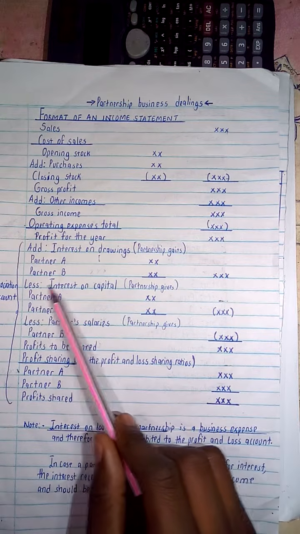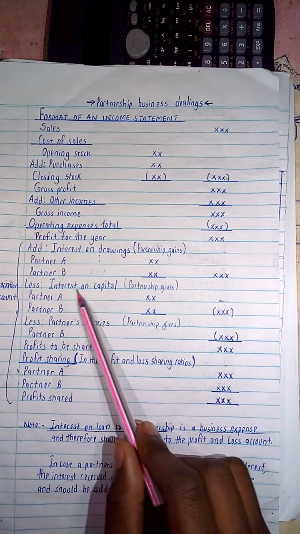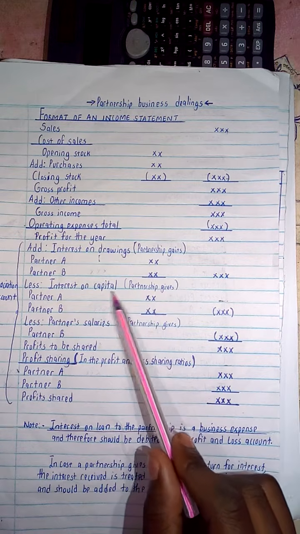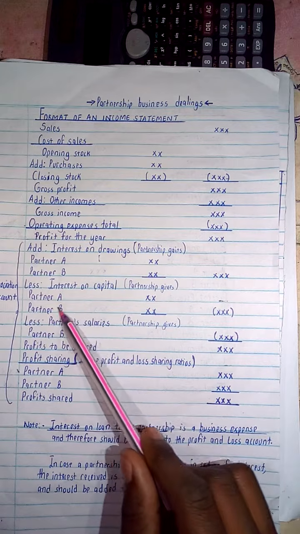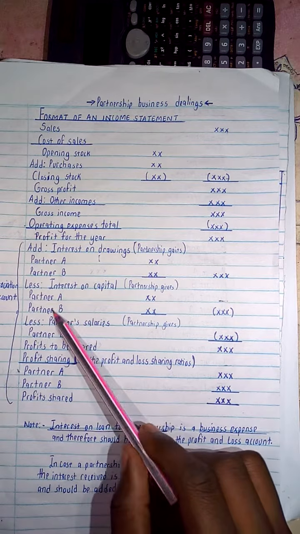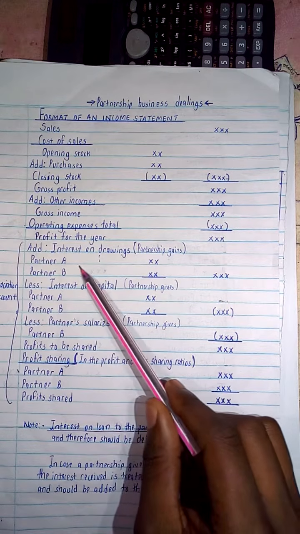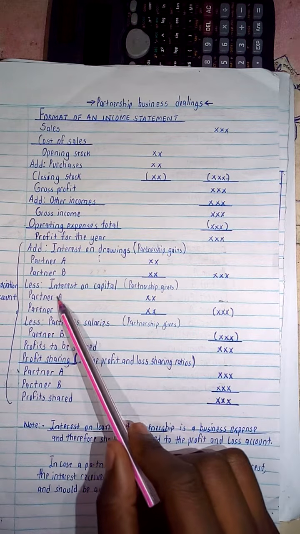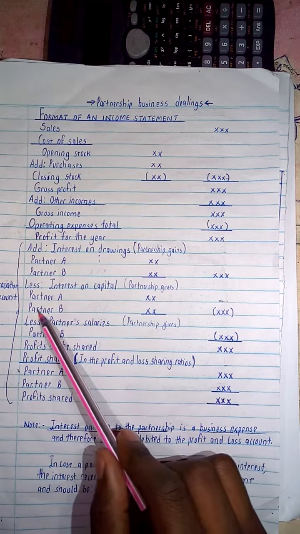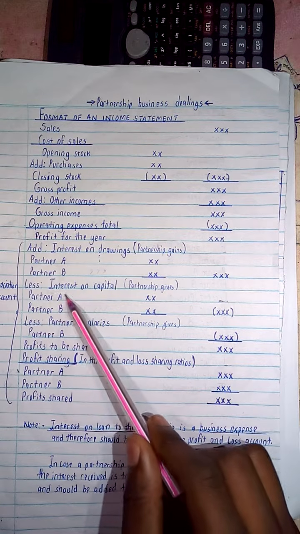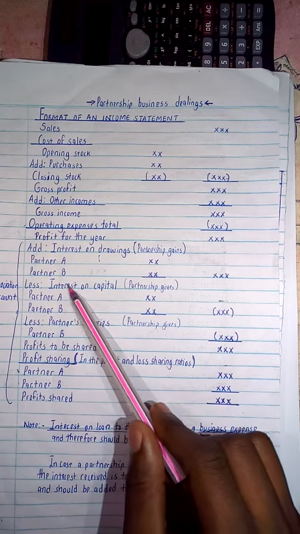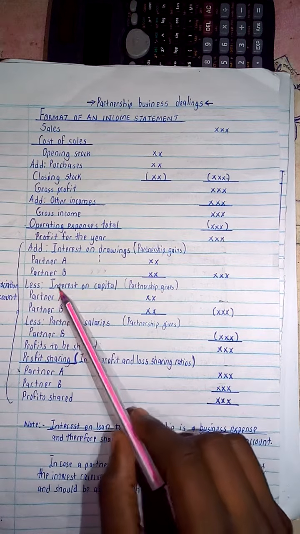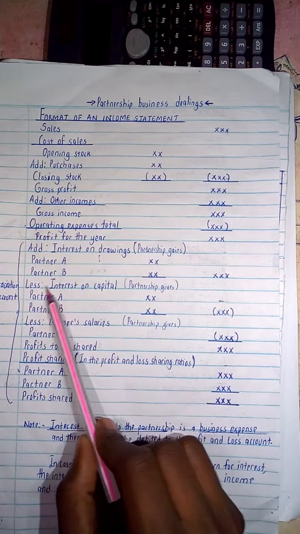Then when you look at interest on capital, this time around it is the partnership which is giving interest to the partners for their capital contribution, meaning that you are going to less that amount it's giving out. That is, partner A brought in this amount and partner B brought in a certain amount, and this is the interest they are going to be given due to the capital they have contributed to the partnership. So that amount is always less.